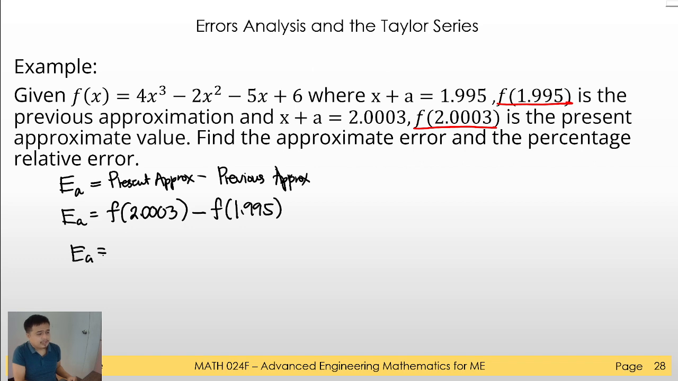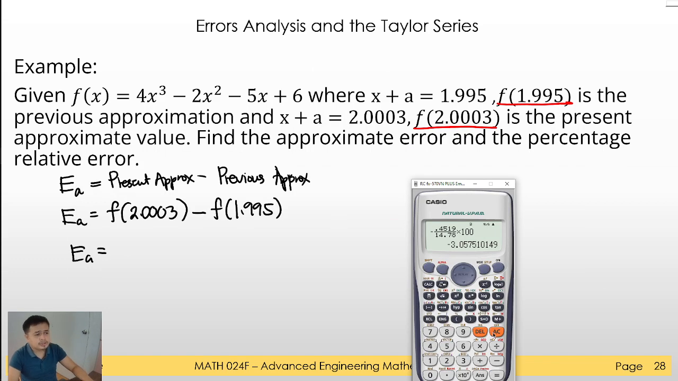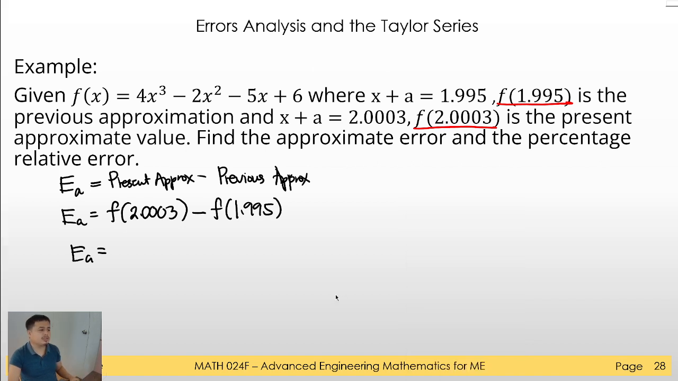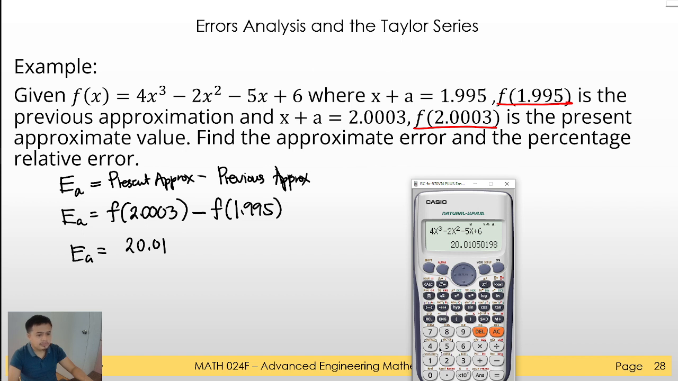Okay, so how do we compute this? Utilize your scientific calculators. Again, we could utilize this function, 4x cubed minus 2x squared minus 5x plus 6, and then calc. We have here 2.003, and we get 20.01. And then for the other one, we have 1.995. So substitute 1.995, and we have 19.83.